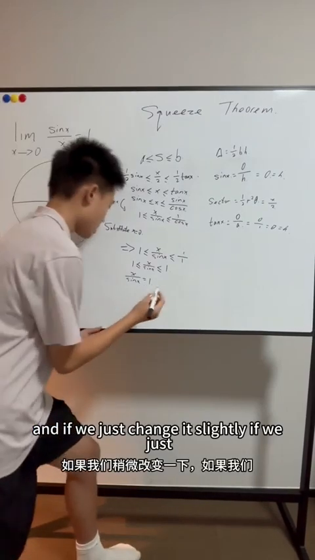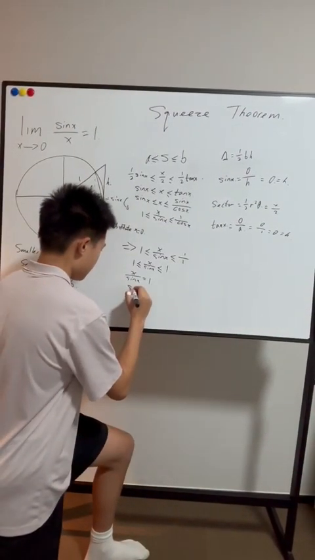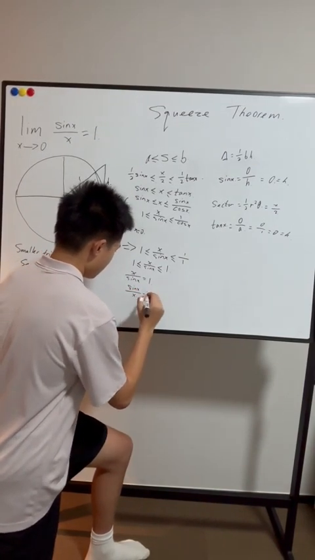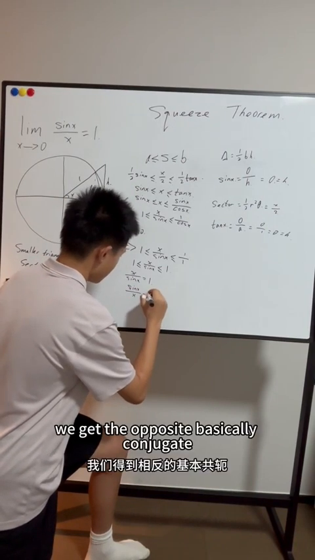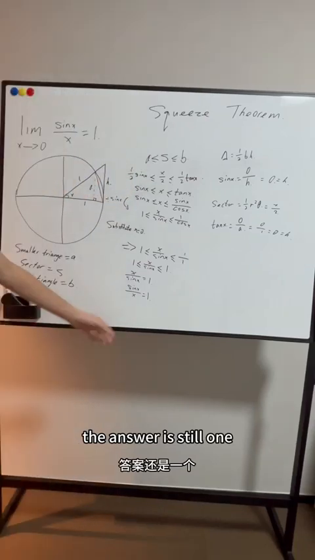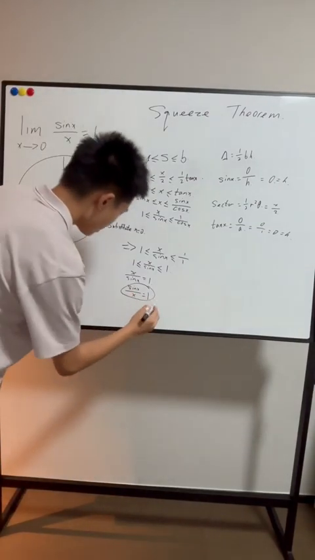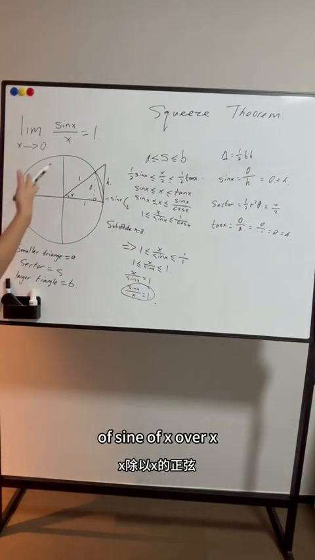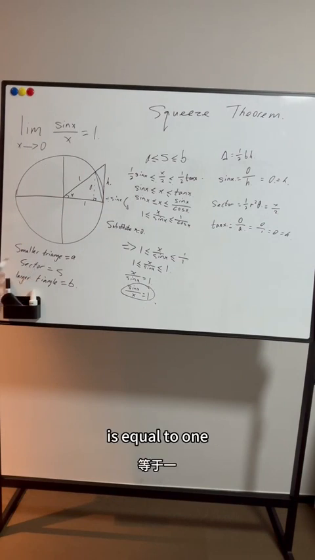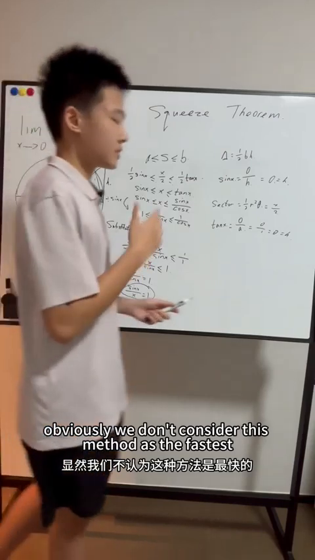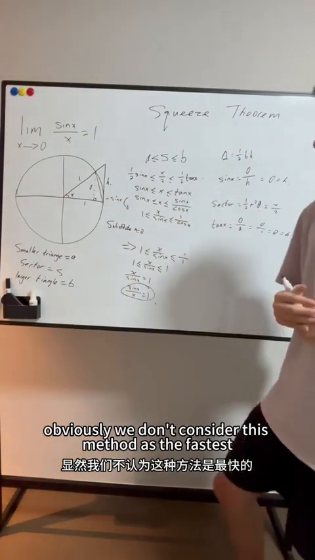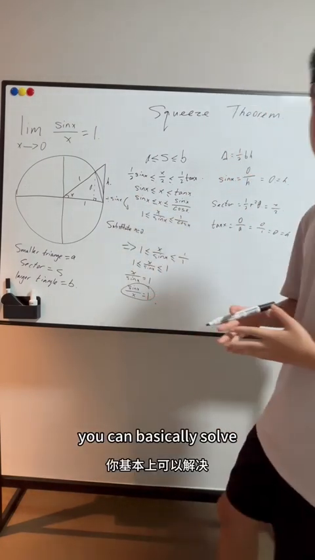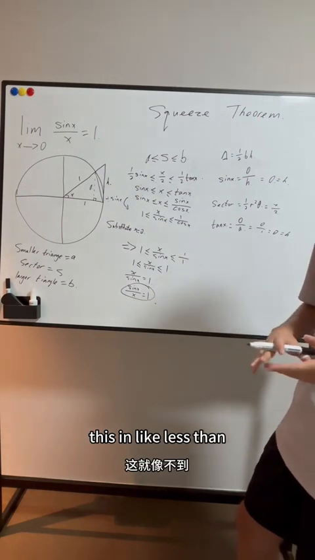And if we just change it slightly, if we switch the numerator and denominator, we get the reciprocal. The answer is still 1. And therefore, we prove our theorem that the limit as x approaches 0 of sine of x over x is equal to 1. Well, obviously, we don't consider this method the fastest. If you are familiar with L'Hopital's rule, you can solve this in several seconds.